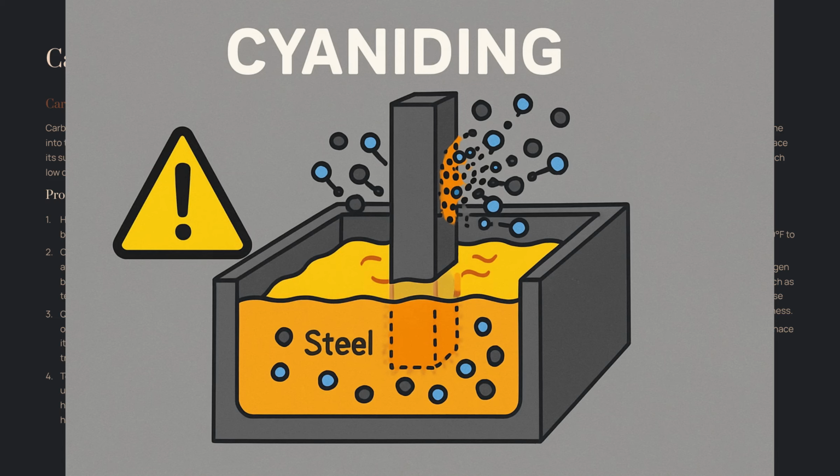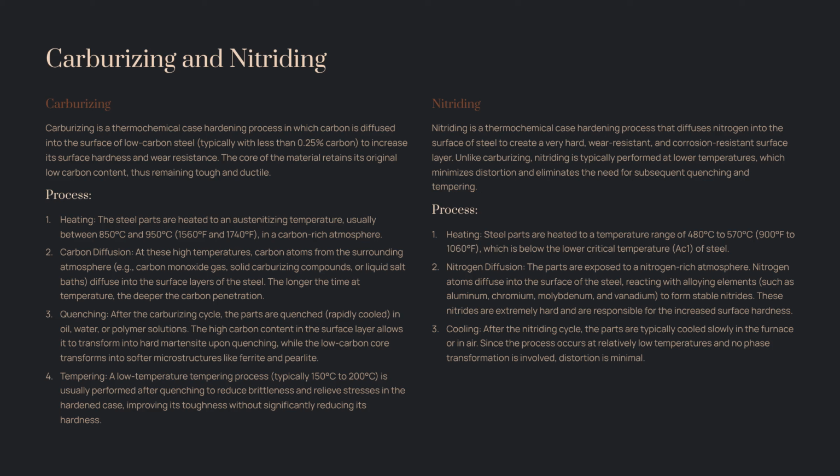Process heating and immersion. Steel parts are immersed in a molten salt bath containing cyanide compounds, for example, sodium cyanide, sodium carbonate, sodium cyanate, at temperatures typically ranging from 870 degrees Celsius to 950 degrees Celsius, 1600 degrees Fahrenheit to 1740 degrees Fahrenheit, for high temperature cyaniding, or lower temperatures, around 550 degrees Celsius to 850 degrees Celsius, for low temperature cyaniding. Carbon and nitrogen diffusion.